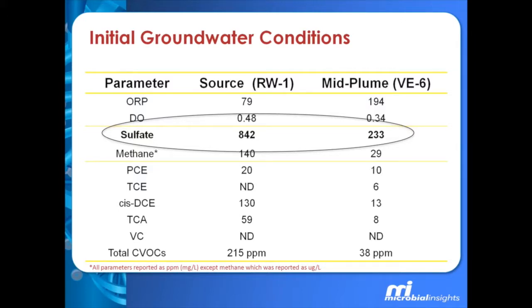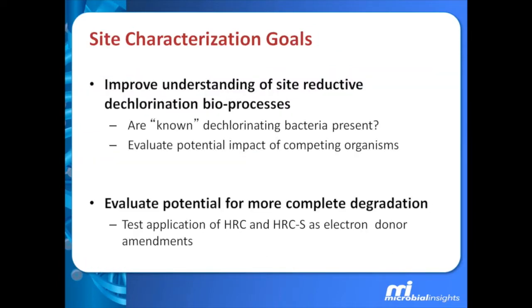So because of this, at this particular site, the client wished to evaluate a couple of different remediation amendments. One was just standard HRC, but the other was a product that was under development, that I understand is a commercial product now, though not under this name, that they refer to as HRCS. The HRCS was designed specifically to stimulate reductive dehalogenation in sites with high sulfate concentrations.